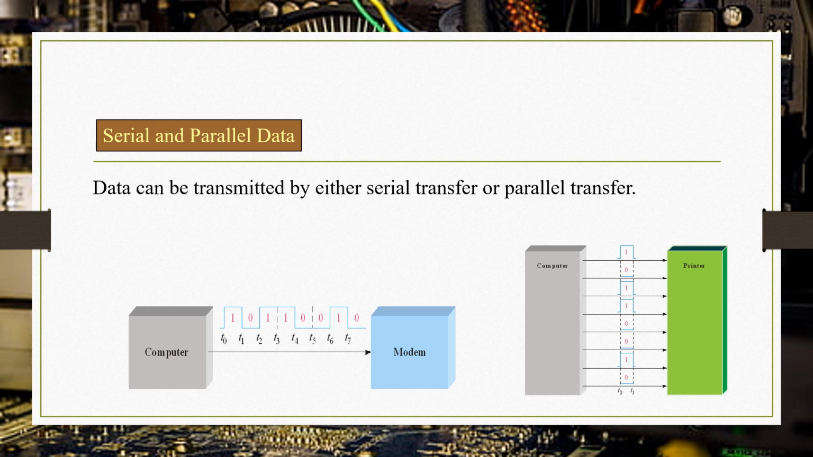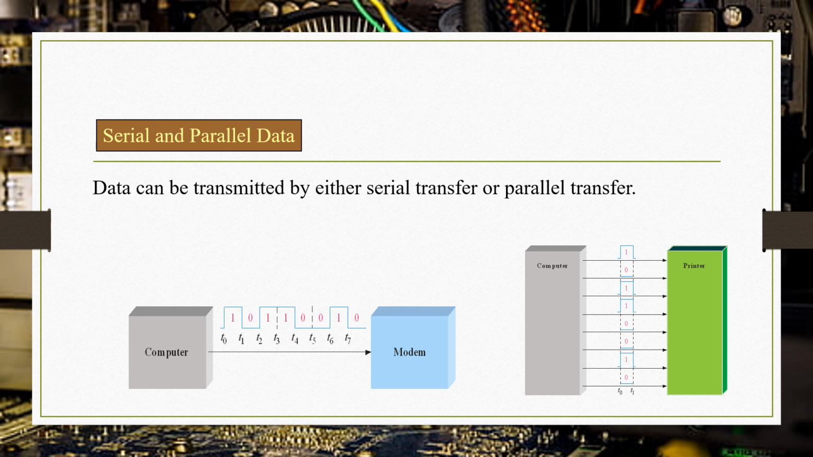Now let's discuss data transfer. The data can be transmitted either by the serial method or by the parallel method. The first diagram shows the serial data transfer. As we can see, there is only one line to transmit the data from the computer to the modem. Through this single line, or single bus, we can transmit only one bit at a time. After transmitting the first bit from the computer to the modem, the second bit will be transmitted, one after another, sequentially.